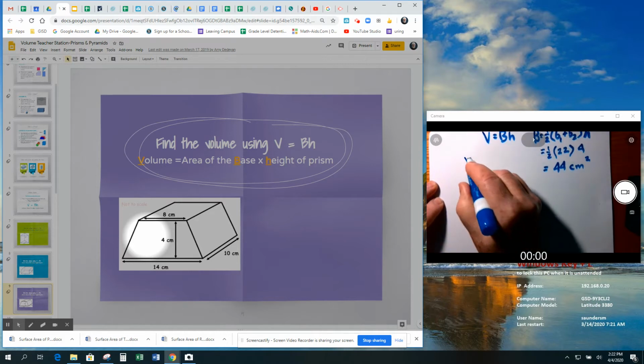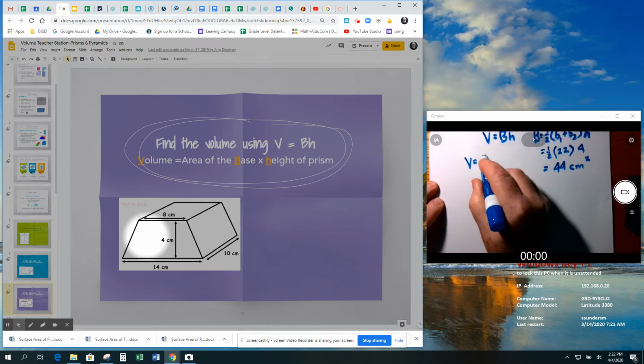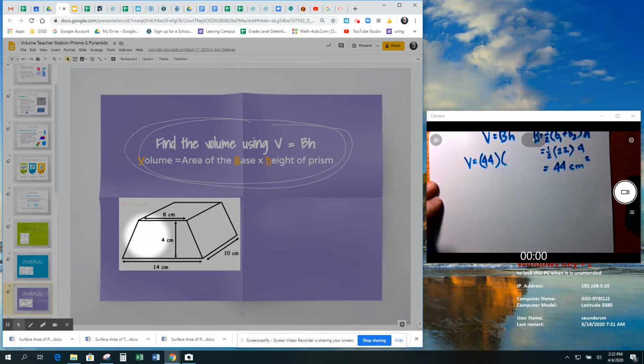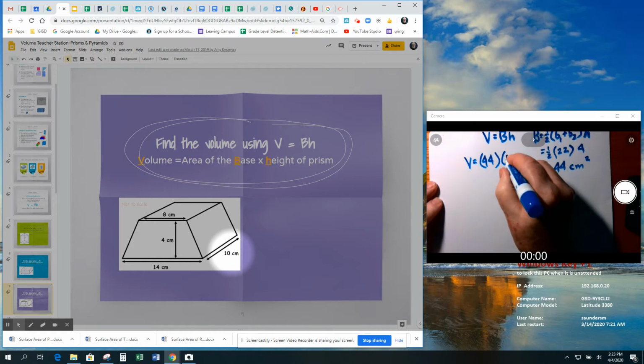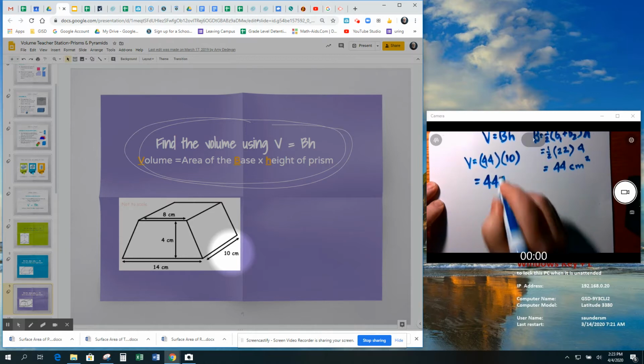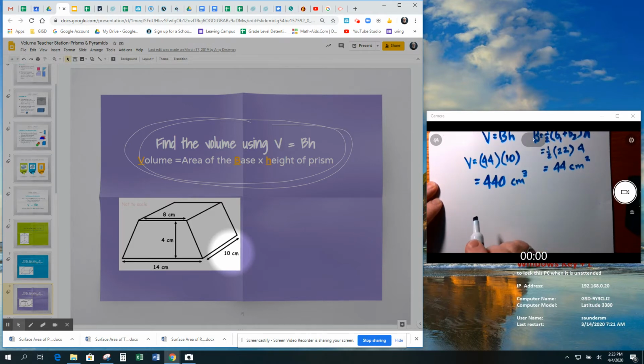So volume is going to equal, I'm going to plug in my 44 for big B, and the height of my prism is 10 centimeters, right there. So I'm going to multiply times 10. So 44 times 10, that one's easy, 440. And what are the units? Centimeters cubed. Remember, volume is always going to be a cubic measure, cubic units. Okay? Great. So you can always pause and go back and look at that example again.